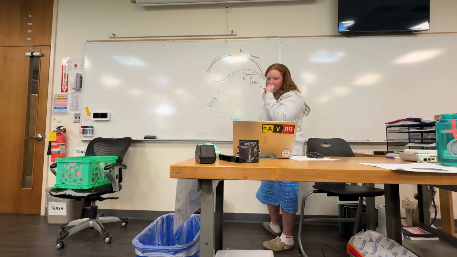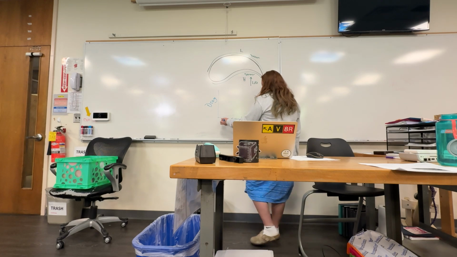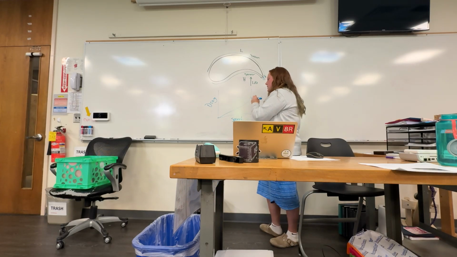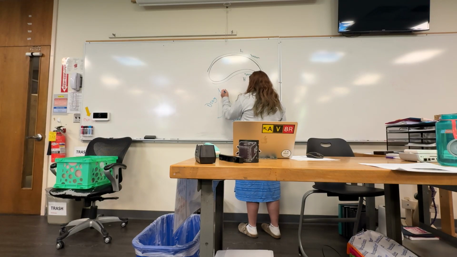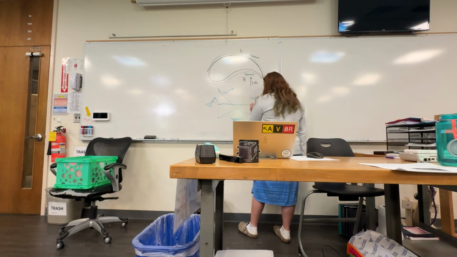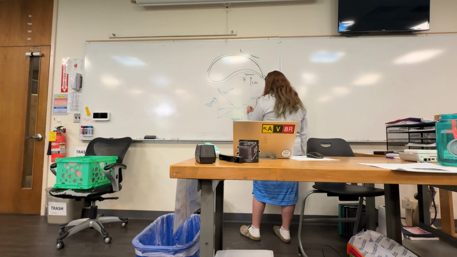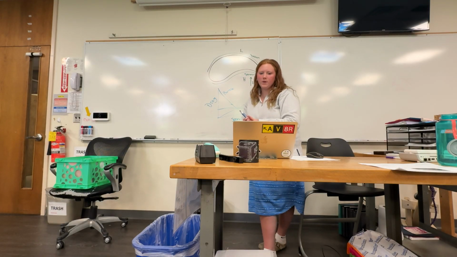So as thrust increases, induced drag increases. And it looks something like this. And as speed increases, parasitic drag decreases. And this is like your overall drag. So that just shows you a little bit of a relationship.